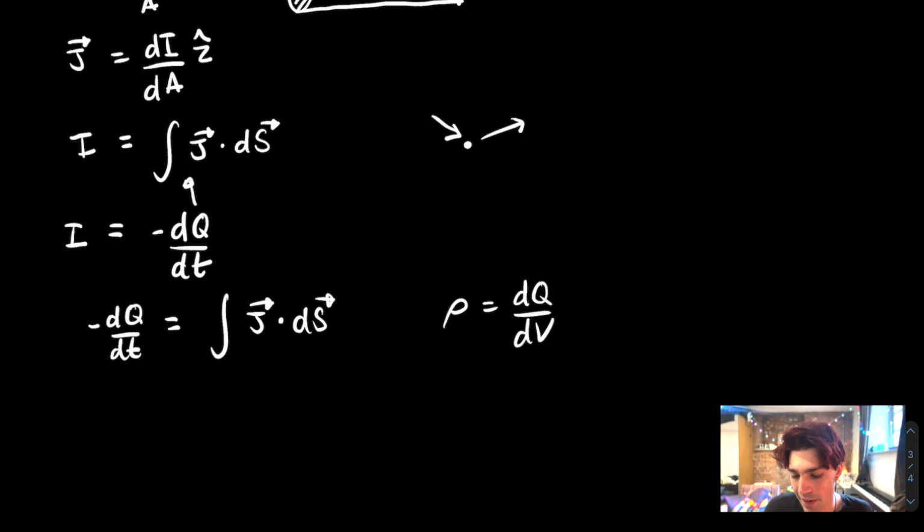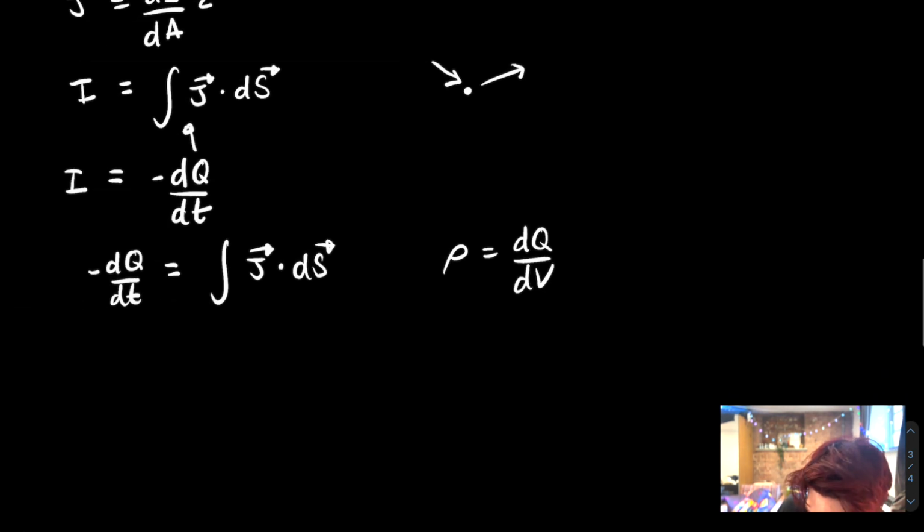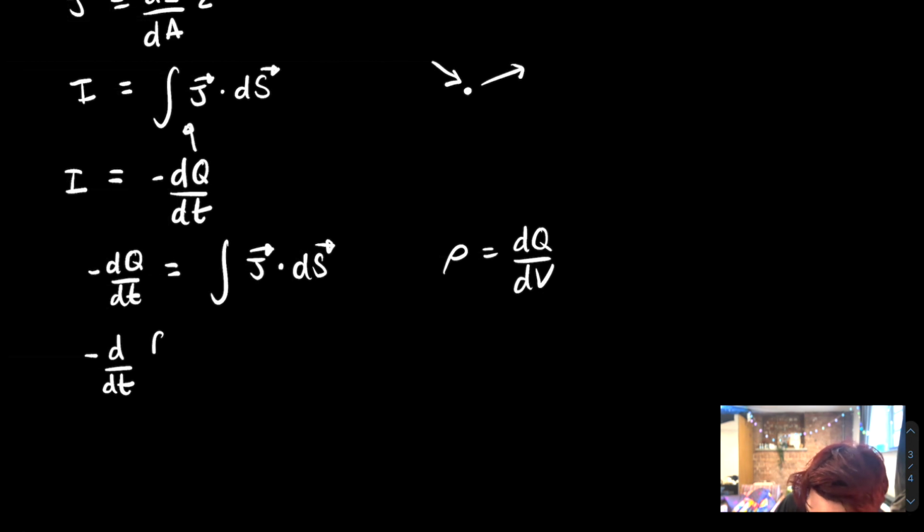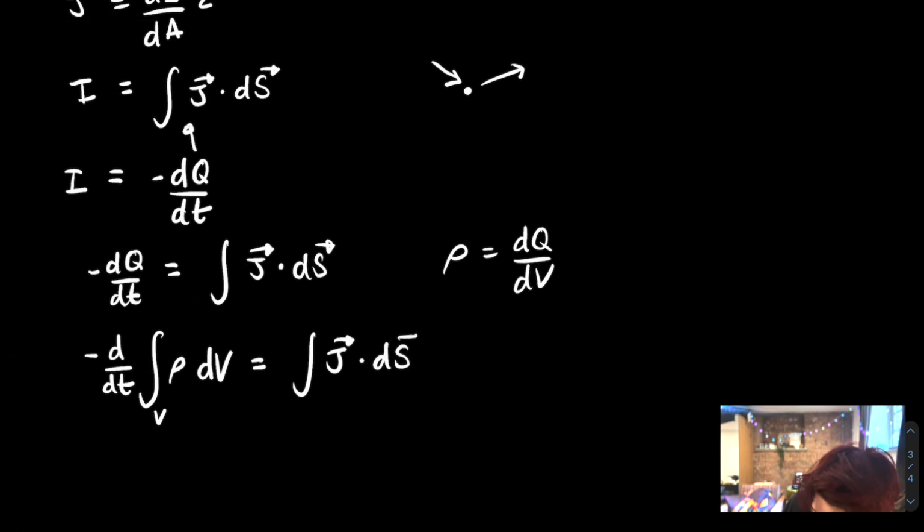And this generally applies for a non-uniform charge distribution. Of course, it would simply be equal to Q divided by V if it was uniform, but in a more general case, we have dQ by dV equal to the charge density, charge per unit volume, rho right there. So instead of writing it in terms of the total charge, we can write this in terms of the charge density. So that's going to be minus d by dt. And if this is the differential form, we can just say that this is equal to the integral of the charge density over the volume right there. And that is equal to the integral of J dot dS right there.